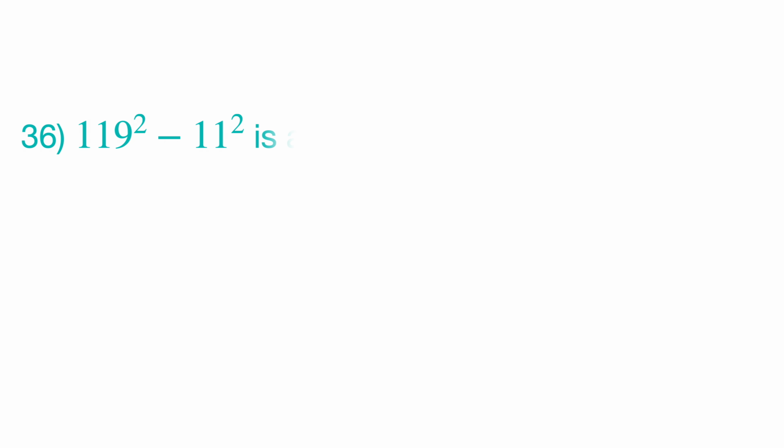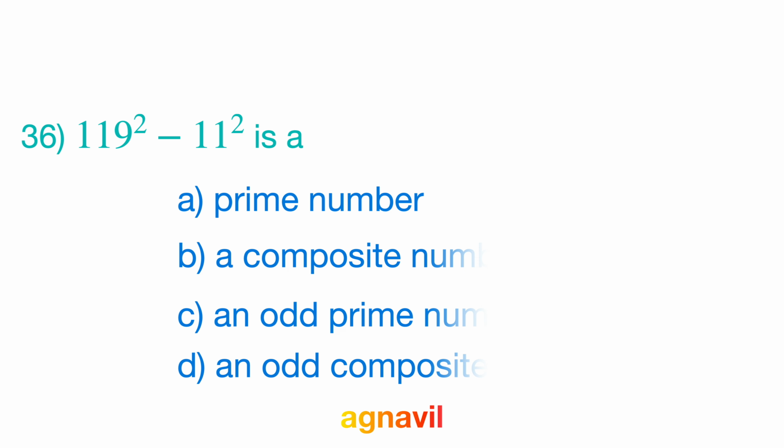119 square minus 11 square is a, we have 4 options: a prime number, a composite number, an odd prime number, and the fourth option is an odd composite number. At first glance you can see that option A and option C are funny. Why? Because all prime numbers are going to be odd except for number 2.